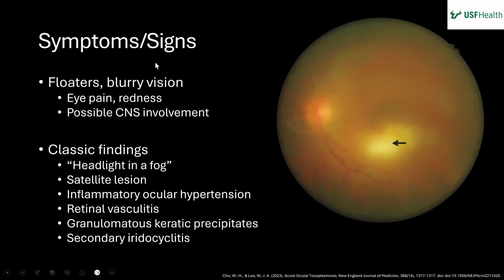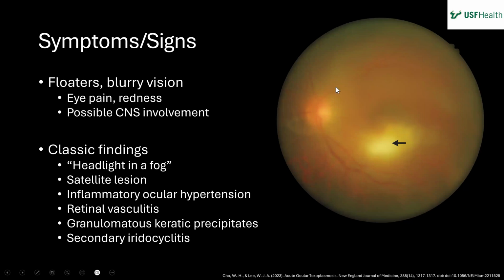Common symptoms are typically associated with vitritis, so floaters and blurry vision. If they have anterior uveitis, they might have some eye pain and redness. They might have some CNS involvement if they're immunocompromised, so they might have focal neurologic deficits, cranial nerve palsies, and visual field loss.